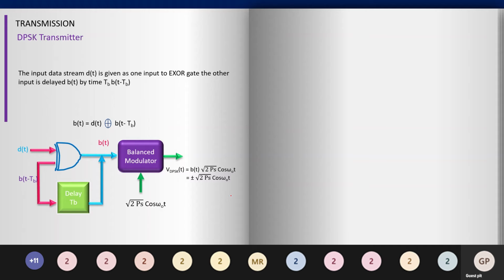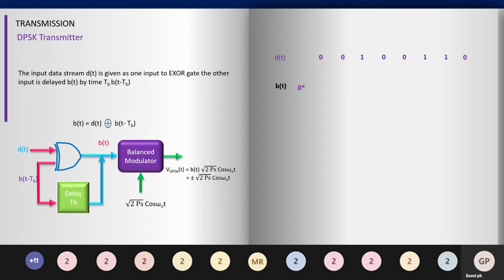Now we'll see a simple example. We'll take the data bits D(t) as the binary stream 0 0 1 1, and the second input should be B(t), right? How B(t) is taken: the first bit you have to take as a reference bit. In some questions they'll tell you to take the reference bit as 0 or as 1. Here we'll solve it with two examples. First, in this example I'll take the reference bit as 0.